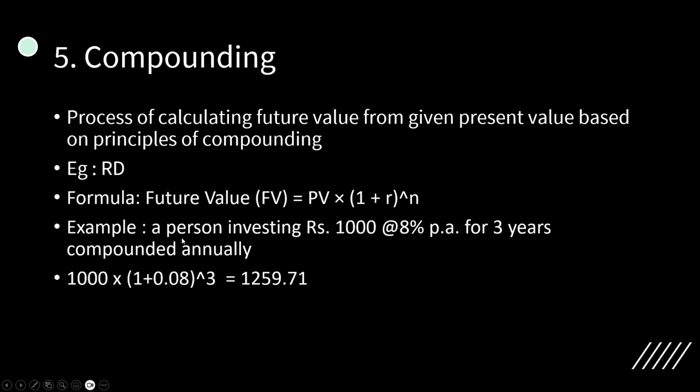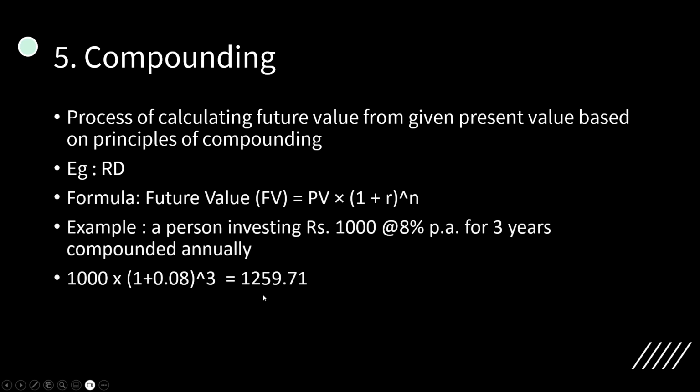So here is the example I had given: a person investing rupees 1000 at the rate of 8% interest for 3 years. So how will it be calculated? 1000, that is the present value of money, into 1 plus 0.08, as the rate of interest is 8%. It is given in percentage form, so we need to divide it for the calculation. Percentage is just part of 100. A hundred part of something is known as percentage. Hence we need to divide 8 by 100, so it will be 0.08 raised to 3. Why 3? Because the amount is being invested for 3 years.